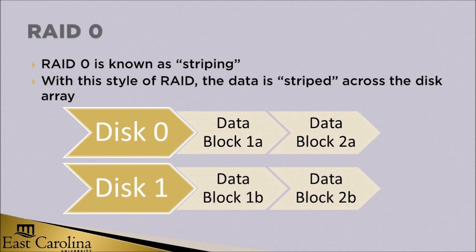RHEL 0 is known as striping. With this style of RHEL, the data is striped or distributed across the array. This method of data storage increases performance at the cost of reliability.